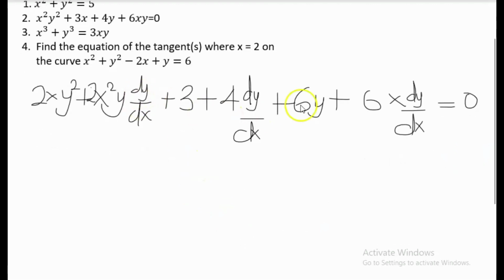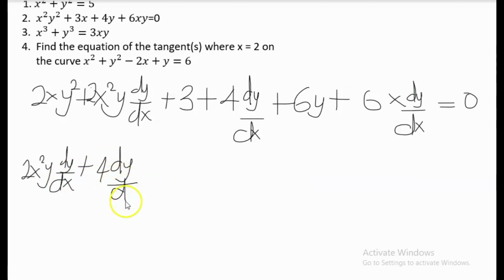So what we're going to do is collect all the like terms together. That's all the terms that have dy dx. We just keep them together. Then the ones that don't, we take them to the other side. So we have 2x squared y dy dx plus 4 dy dx plus 6x dy dx.